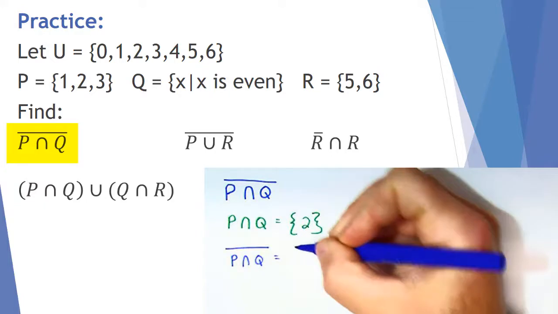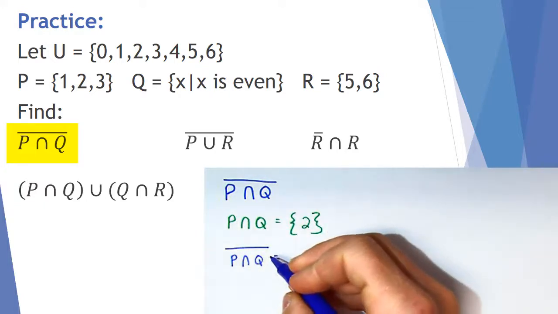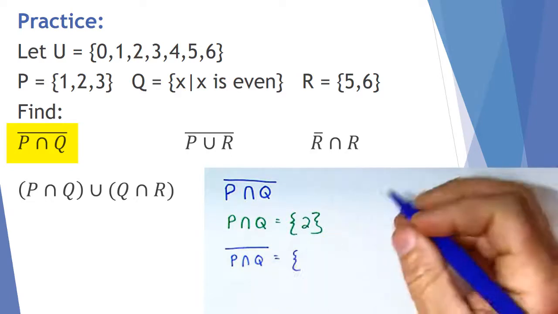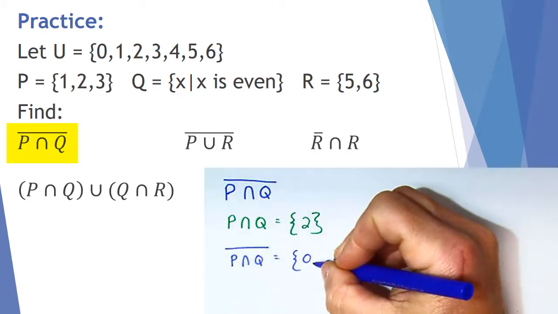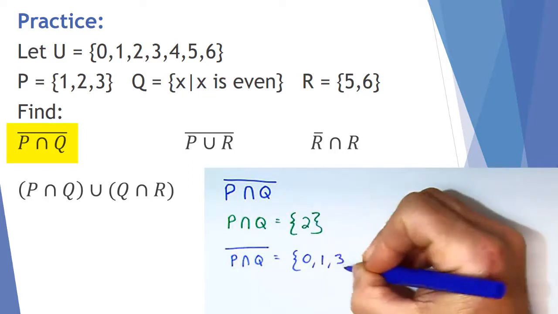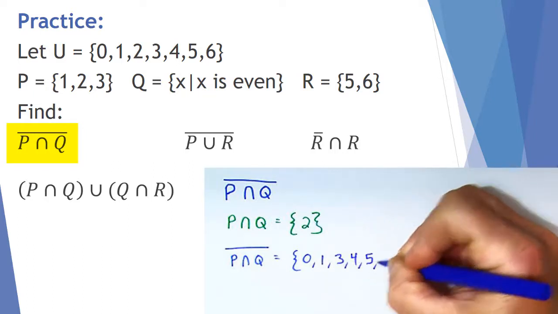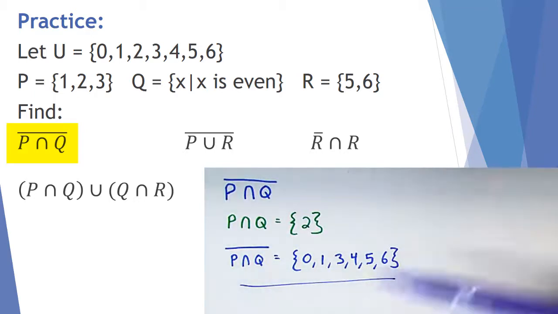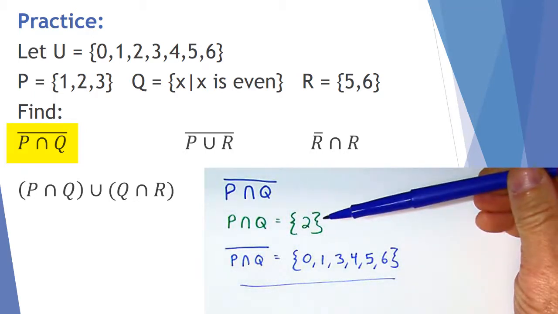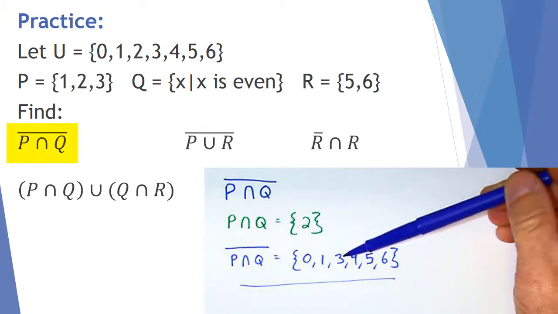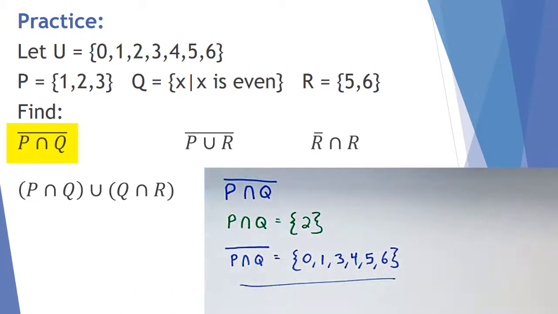Since P intersect Q is the number 2, then we can find the complement of P intersect Q, and that'll be all the numbers in our universe of 0 through 6 that are not in P intersect Q. So that'll consist of 0, 1, not 2, 3, 4, 5, and 6, and there we are. There were 7 elements in our universe, 0 through 6. There's 1 element in P intersect Q, and there's 6 elements in the complement of P intersect Q.